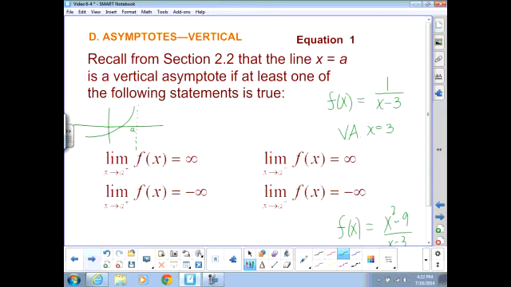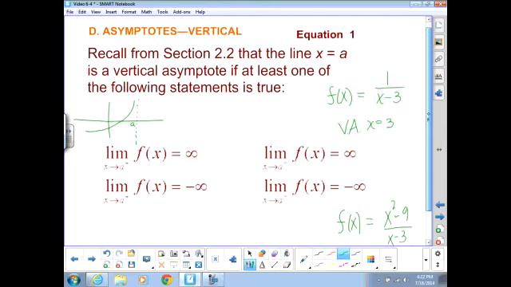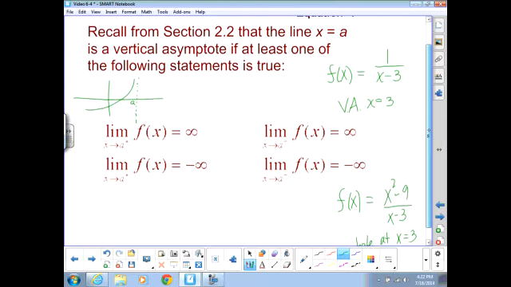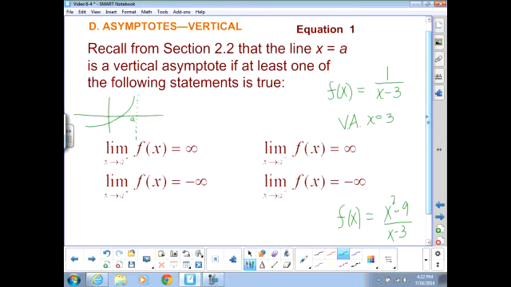Next, vertical asymptotes. Vertical asymptotes are where the function would be undefined. Now, two things to look out for. In general, with rational functions, it is where the denominator is equal to 0. So in this first one here, the denominator would be equal to 0 when x is equal to 3.